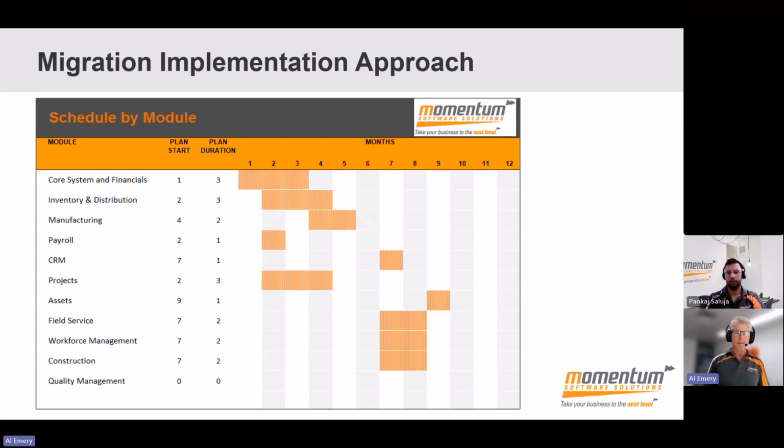Other modules like manufacturing or CRM or projects can be done at different times depending on what works best for you. Not all modules are dependent on each other. So it could be anywhere between a 3 or 4 month project or a 5 or 6 or 7 month project, depending on size and complexity and scope of modules that we're doing.